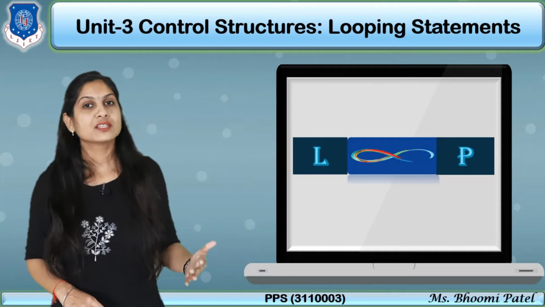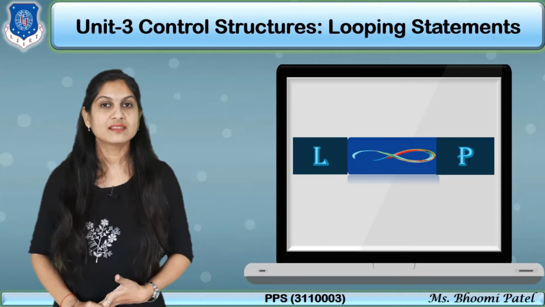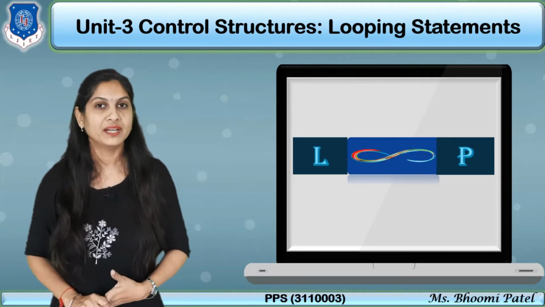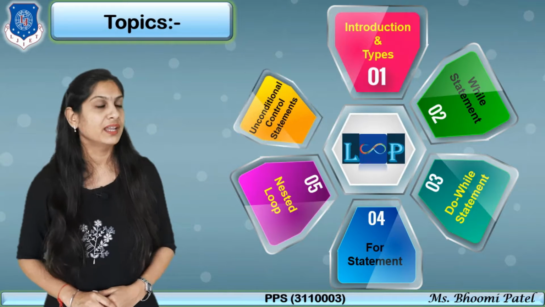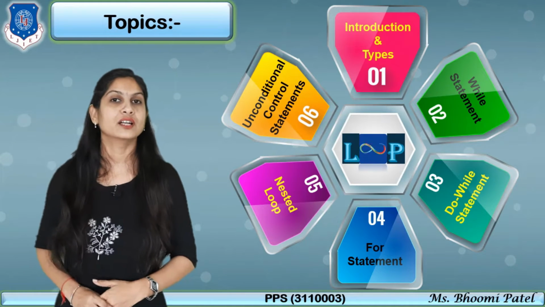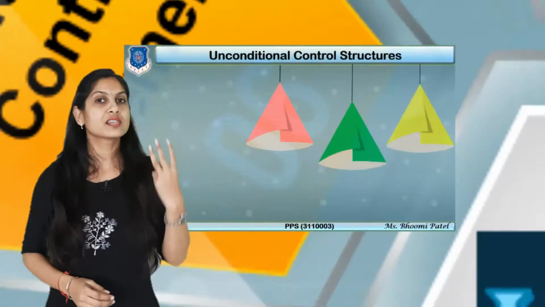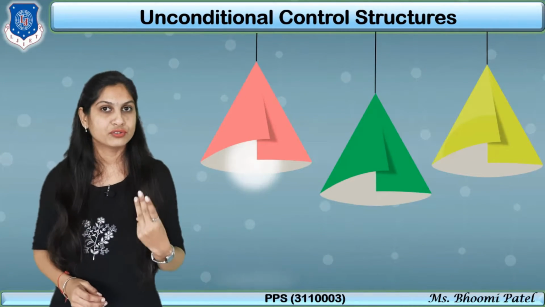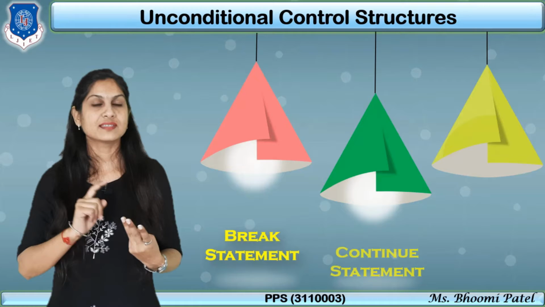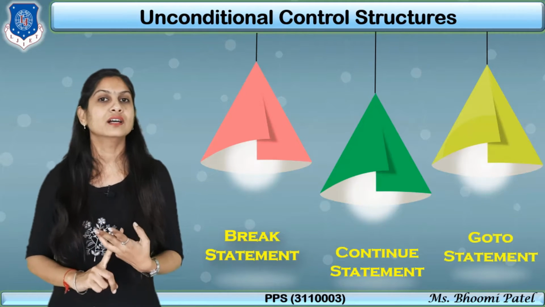In our previous lectures we already started our second part, that is looping statements, and all the topics are completed. Only the last one is remaining, that is unconditional control structures, which we have to discuss today. There are three different unconditional control structures: first is break, second is continue, and third is goto.